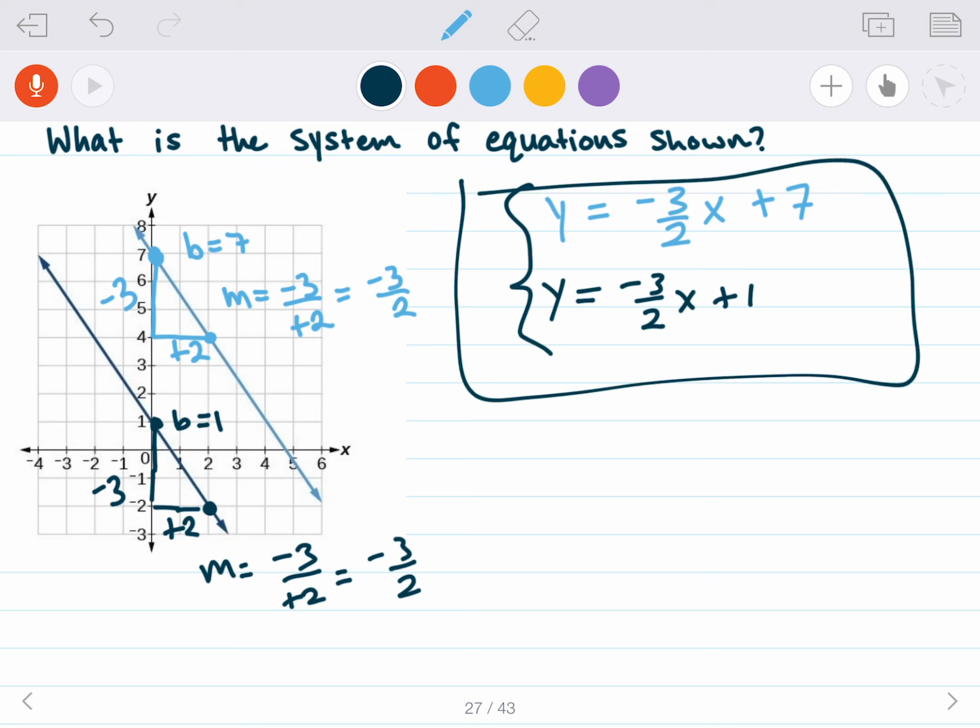And we can confirm that this system has no solutions. Firstly, we look at the graph and we say, oh, these are parallel, they're never going to cross. And second of all, they have the same slope but different y-intercepts. And we know from last time that that means that they're parallel.